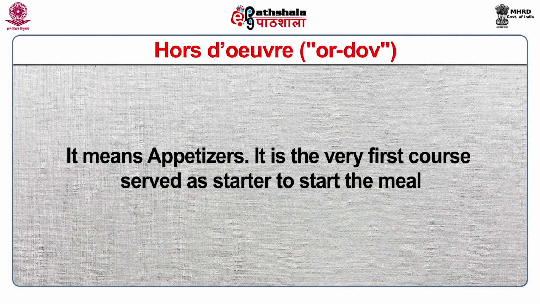Hors-d'oeuvre means appetizers. It is the very first course served as a starter to start the meal. This course is composed usually of dishes of a tangy, salty and spicy nature aimed at stimulating the appetite. It is served in small quantity which can usually be taken as tidbits. They develop the appetite for the course to follow.